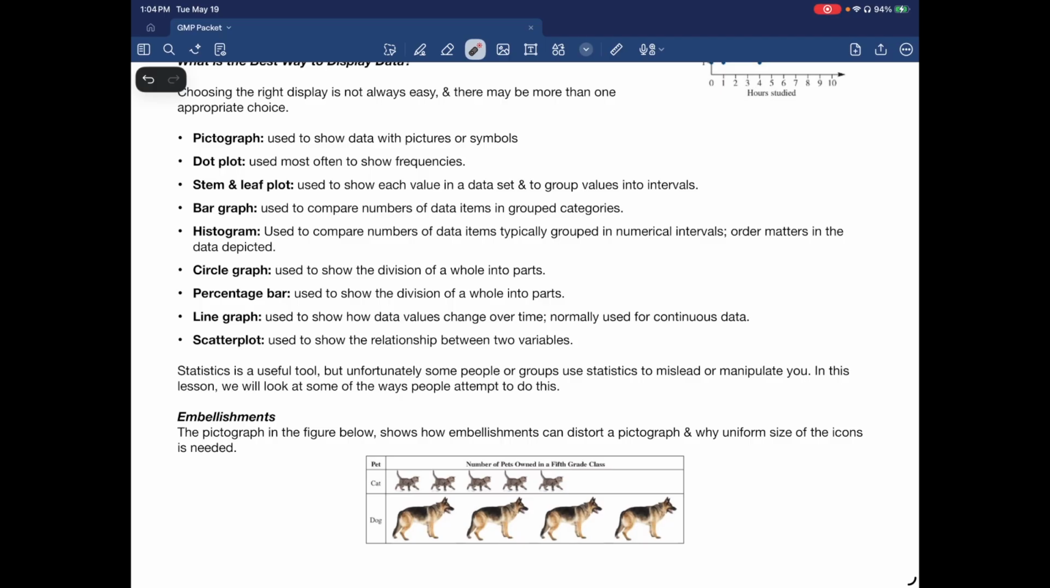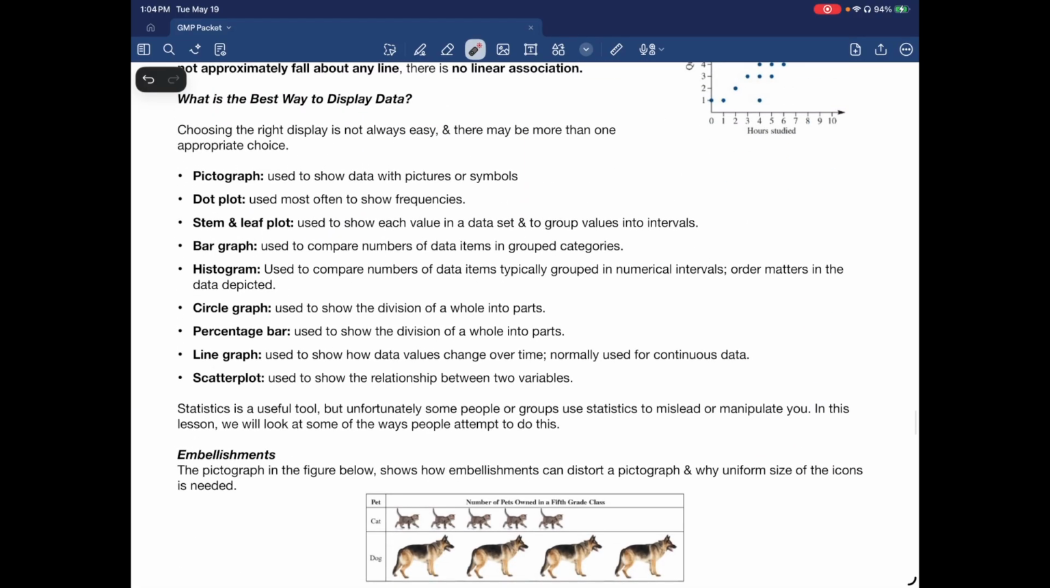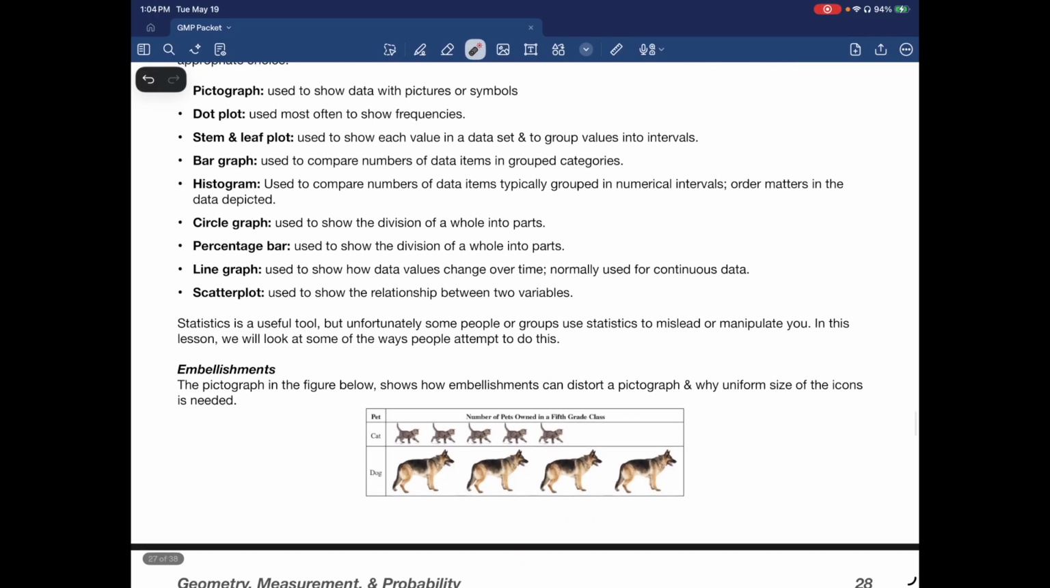Bar graphs are used to compare numbers or data items in a grouped category. Histograms are used to compare numbers of data and items typically grouped in numerical intervals. Order matters in this data depicted. Circle graph is used to show division of a whole into parts. Percentage bar, which is what we showed a while ago, as that's what this is up here. This percentage bar is used to show the division of a whole into parts. So very similar to circle graph. And honestly, of these two graphs, I would probably go for the circle graph myself instead of the percentage bar.